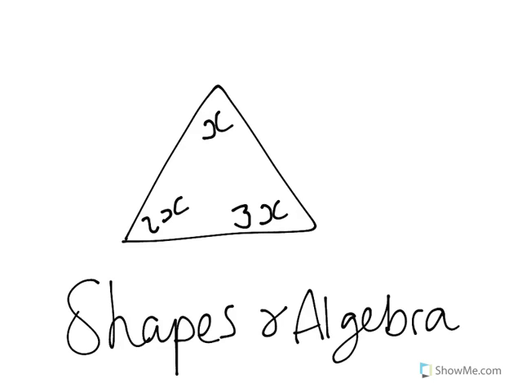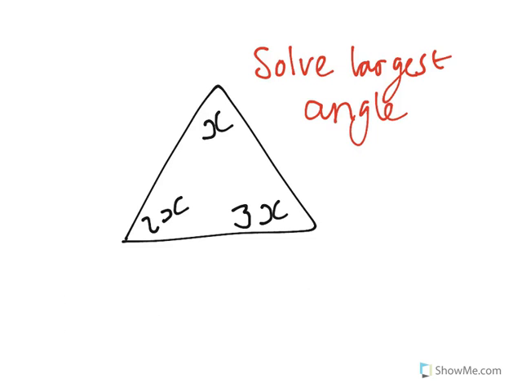The question might say something like, solve the largest, or show what the largest angle is. Now, we can see that it's going to be the 3x one, but we need to show that in terms of an angle. So first of all, you've got to say to yourself, we need to build an equation first. So, what do we know about angles in a triangle? They add up to 180. So our total is going to be 180.